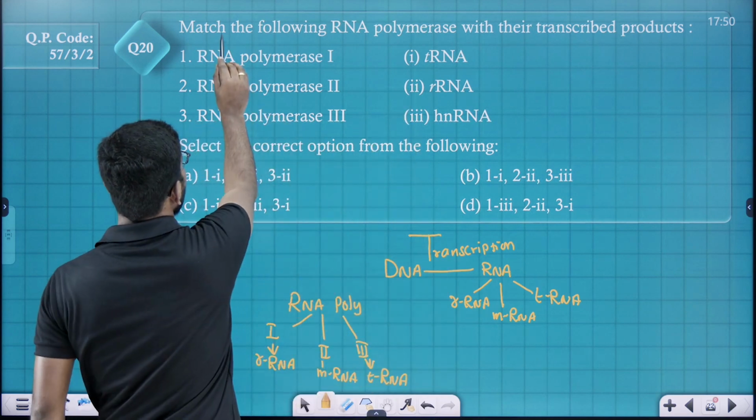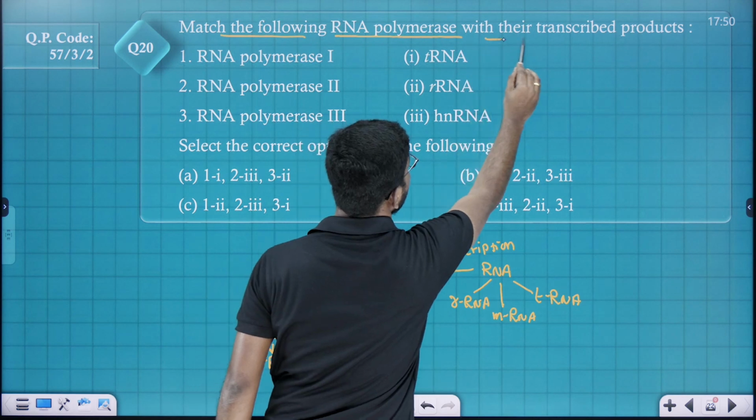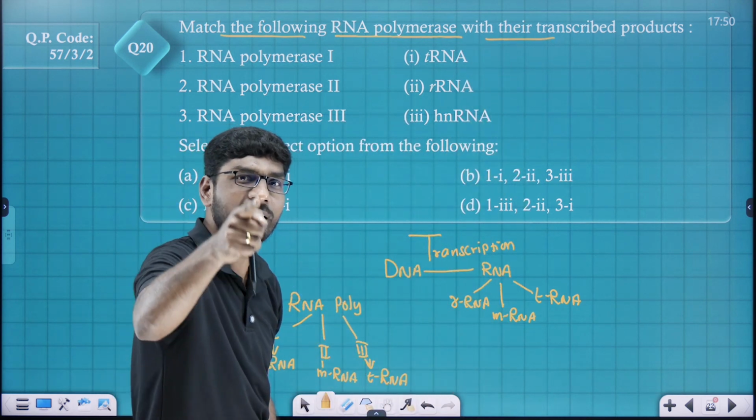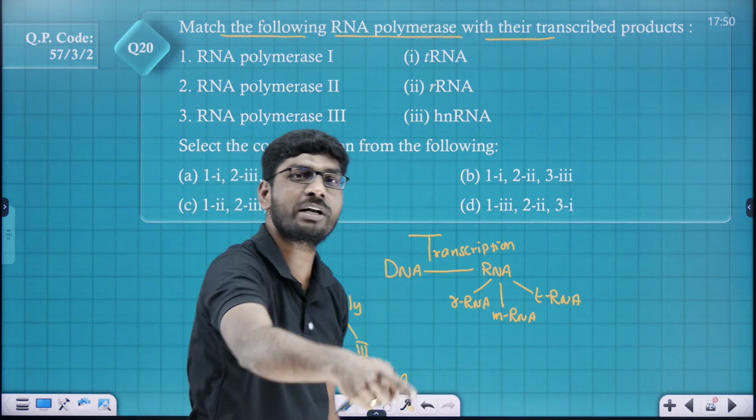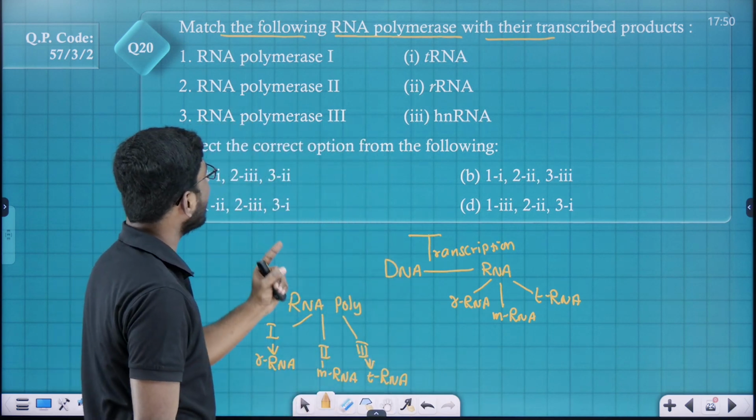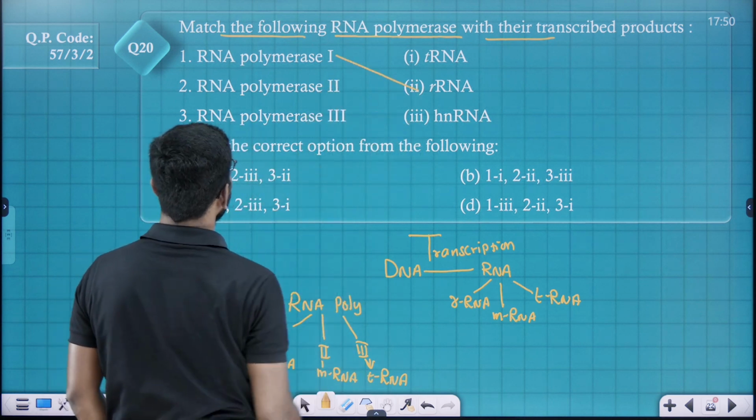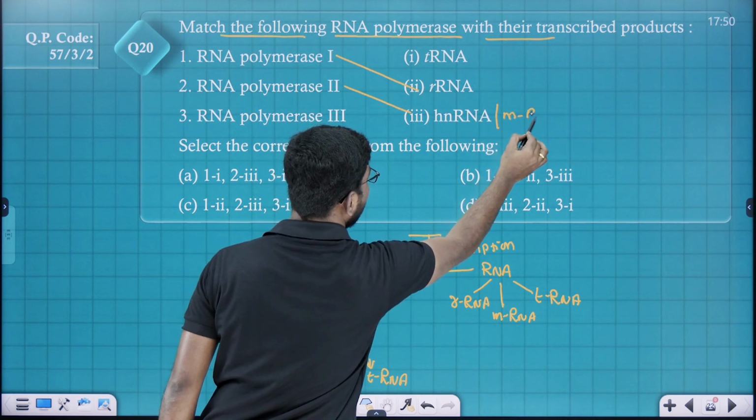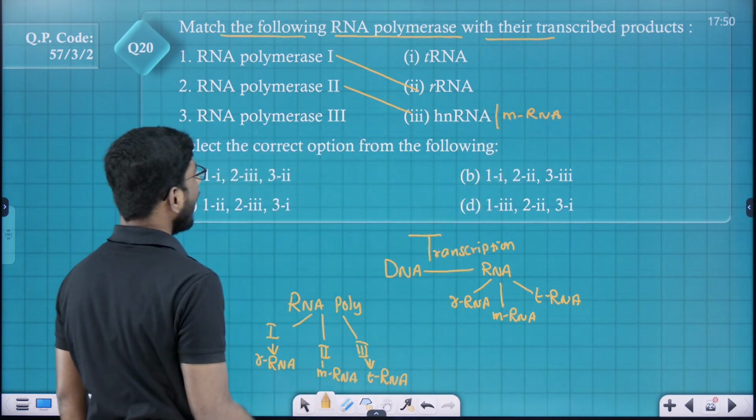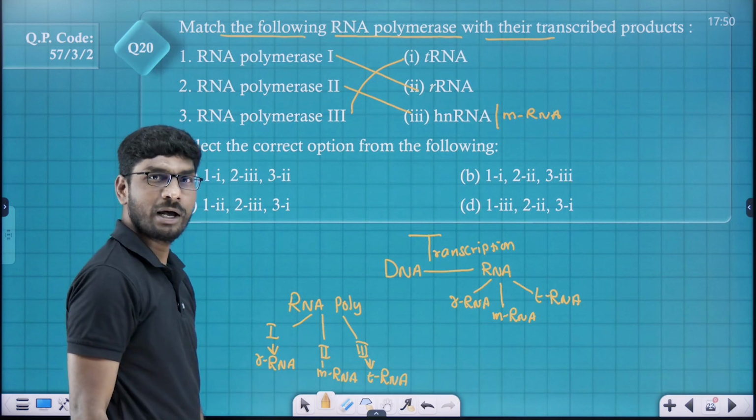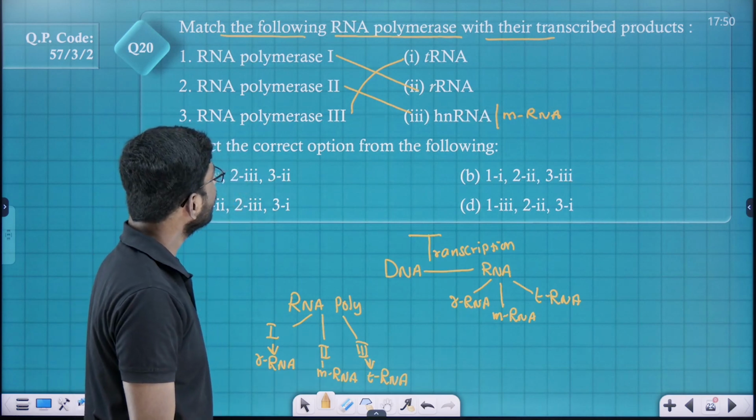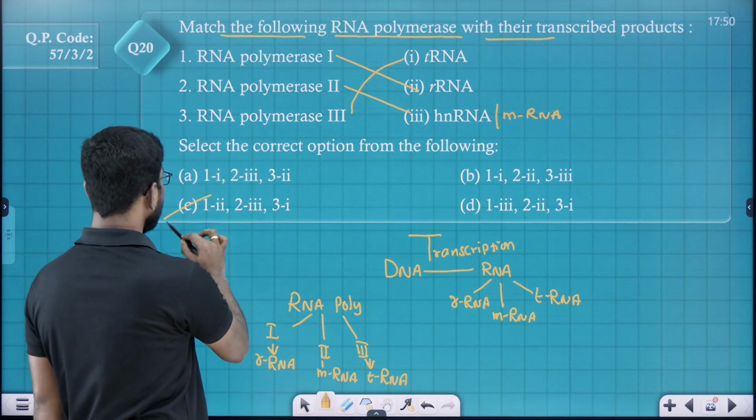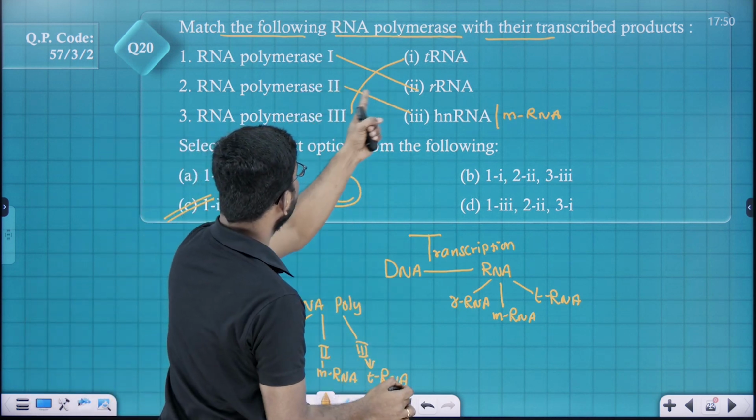Look at the question. Match the column RNA polymerase with the transcribed product. Here 1, 2, 3 are mentioned. That means they're talking about eukaryote transcription only. So look here. RNA polymerase 1, rRNA. RNA polymerase 2, hnRNA or mRNA. RNA polymerase 3, tRNA. So tell me, 2, 3, 1. Where is 2, 3, 1? Option C is the correct answer.